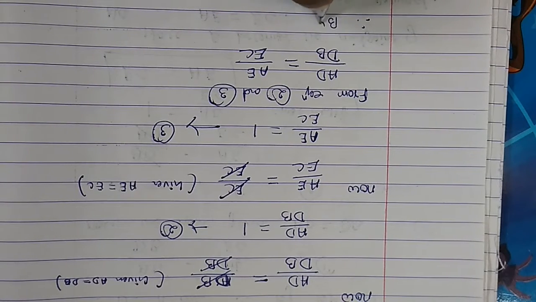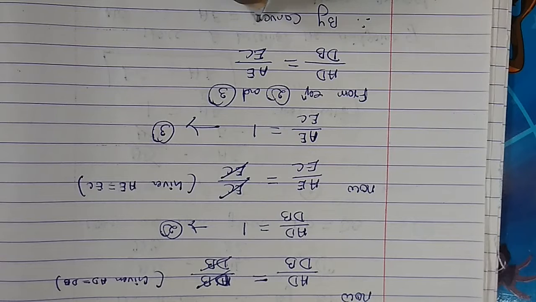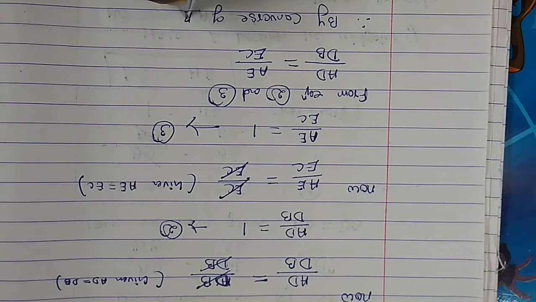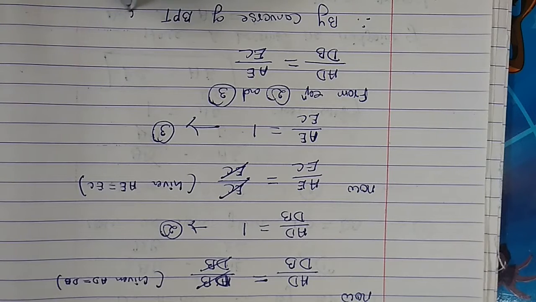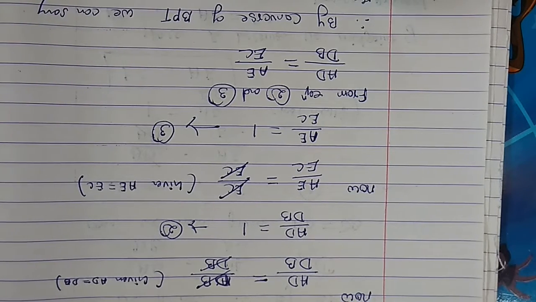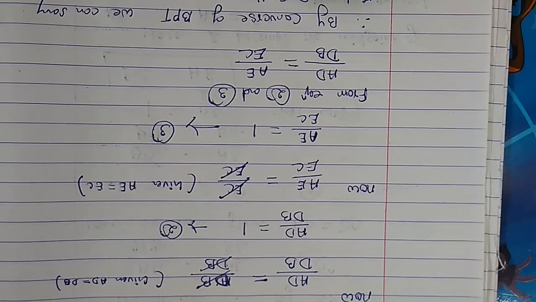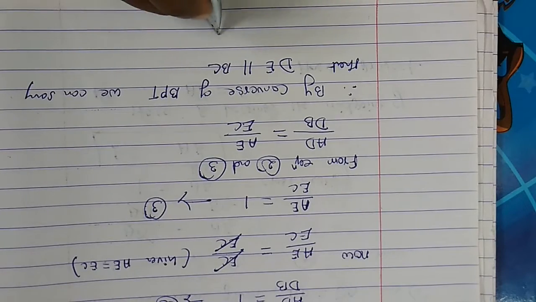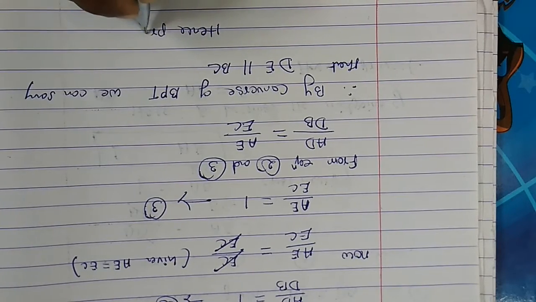Therefore, by the converse of the basic proportionality theorem, we can say that DE is parallel to BC. Hence proved. That's it. Thank you and God bless you.